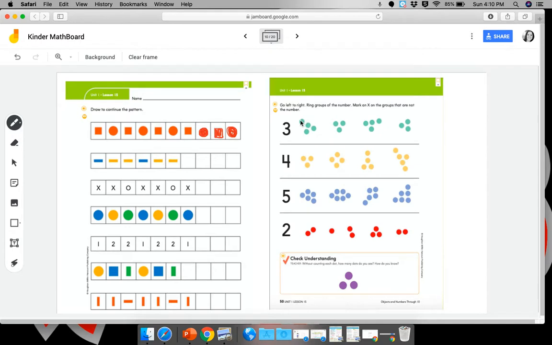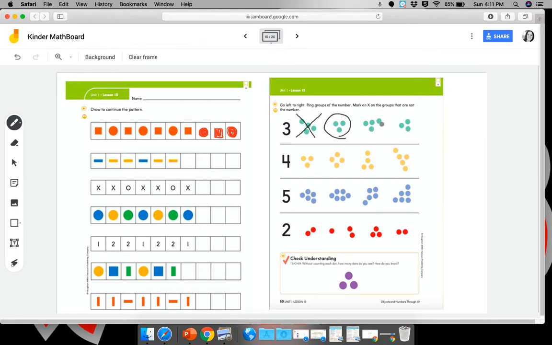Here we go. 1, 2, 3, 4. Is that a group of 3? Goodness, no. So you're going to take your pencil and draw a nice big X on it. Go ahead and draw your X. When you have your X, give me a thumbs up. All right, let's count this next group. Here we go. 1, 2, 3. Is that a group of 3? It is. Draw a nice circle.